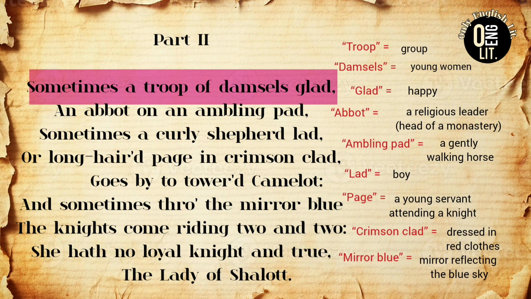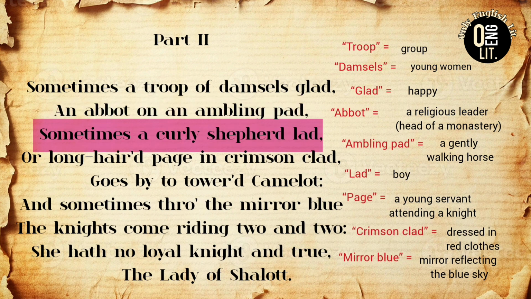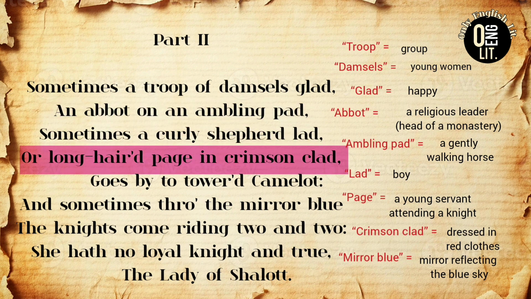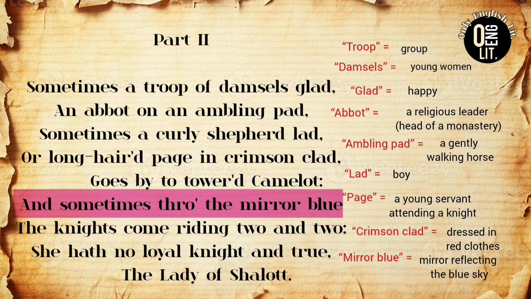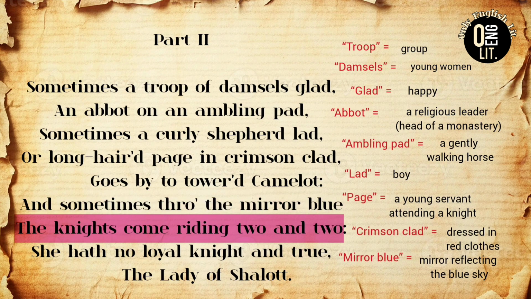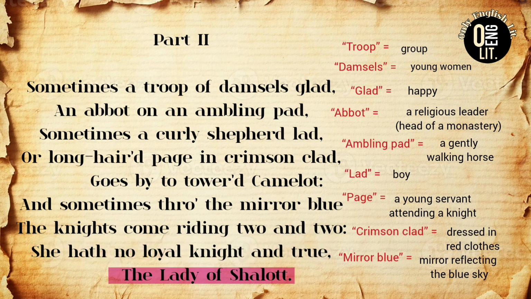Sometimes a group of women with happy faces, a religious leader of a monastery riding swiftly on horseback, a shepherd boy with curly hair, or a young lady having long hair in a royal dress. All these people who go toward Camelot are reflected on the mirror of the Lady of Shalott, where it reflects the blue sky. The knights or warriors come in pairs, but the lady has no one beside her as a loyal partner. The Lady of Shalott watches them with her lonely eyes.